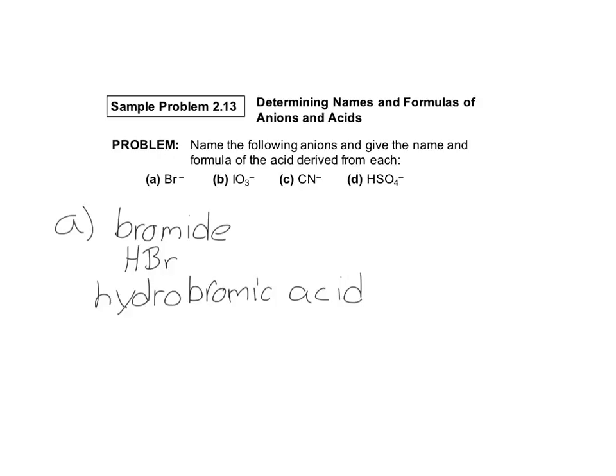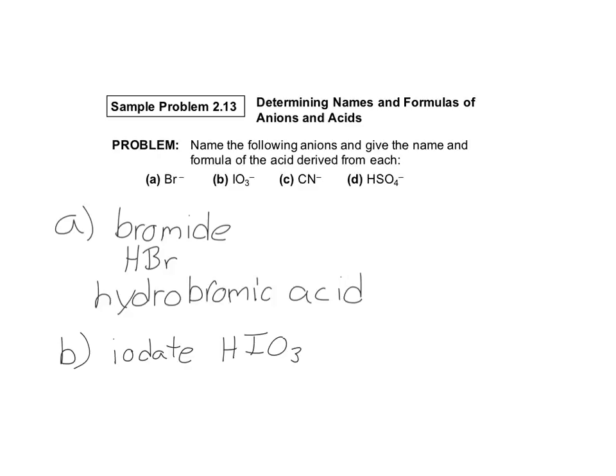Now, also on page 70, you'll see rules for naming oxoacids. So B is going to be one of those polyatomic ions. This has an oxygen in it, so this is going to be one of those oxoacids. The name of that IO3 minus from our polyatomic ion chart is iodate. So let's write that down. Iodate. And the acid we're going to be forming should be HIO3.